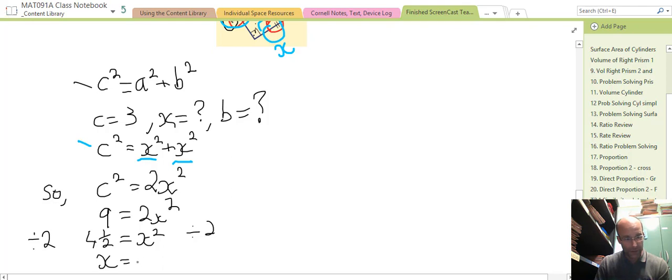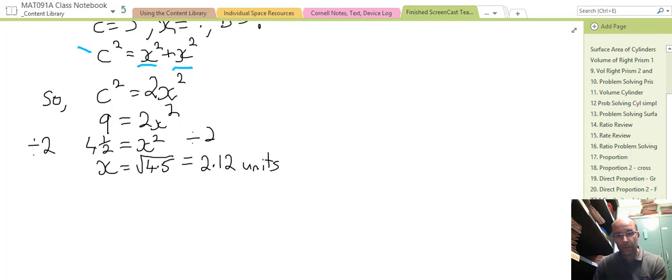So x, you need to take the square root of both sides. I might put it in decimal form. Square root of 4.5, 2.12 after we take the square root. Whatever the units are, you should write them in if they're given. Okay, so if they're meters, write in meters and so on. So that one was a bit more difficult. Now try and find the shorter side.